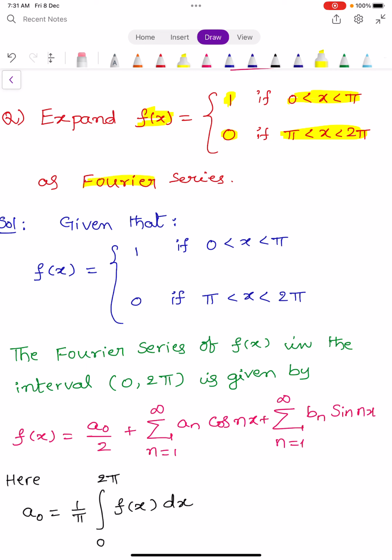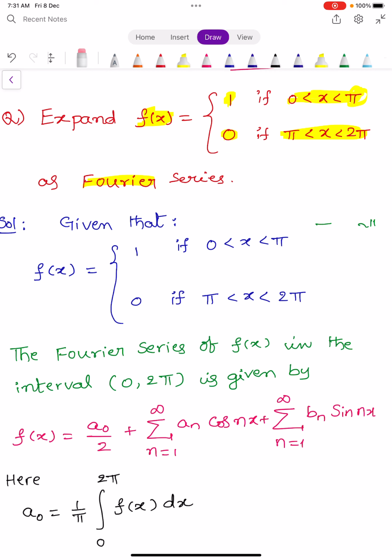It means the function f of x is discontinuous. The function f of x is discontinuous at the point pi. So here in the interval from 0 to 2 pi, the function behaves like this. From 0 to pi, the value of the function is 1. From pi to 2 pi, the value of the function is 0. So by using this, we solve our problem.